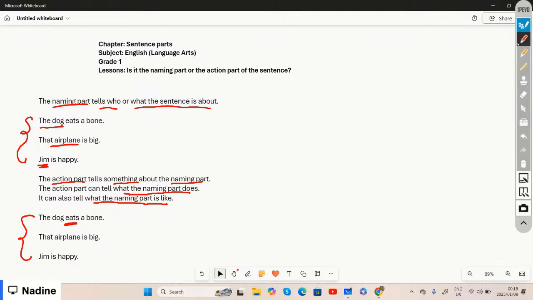And if we were to identify the action within that sentence, and it says the airplane is big, so is, that is basically telling us what the airplane is like.